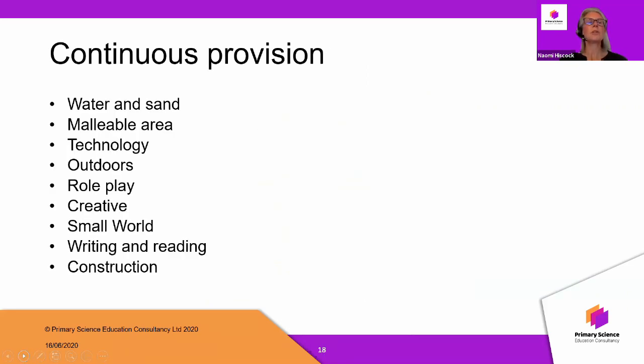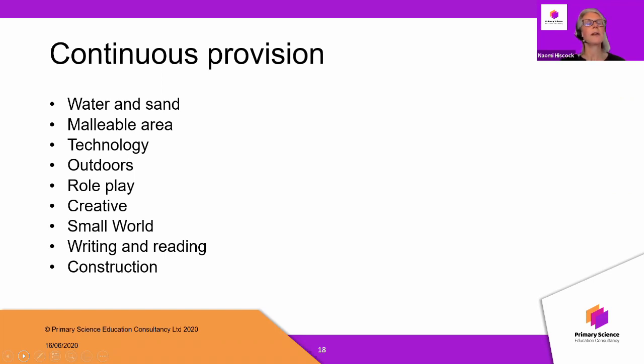Okay, so we'll move on to talk about the continuous provision. So within the early years setting, there will be a number of areas that are continuously there, hence being called continuous provision. Most of these will be available inside and outside, so that any learning that takes place inside can also take place outside. So you tend to get smaller provision inside, and then where things need more space, outside. So the children are developing both their small and large motor skills.